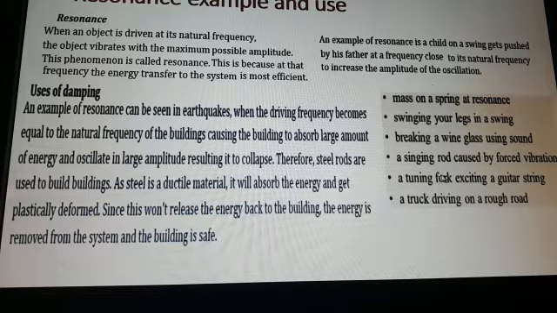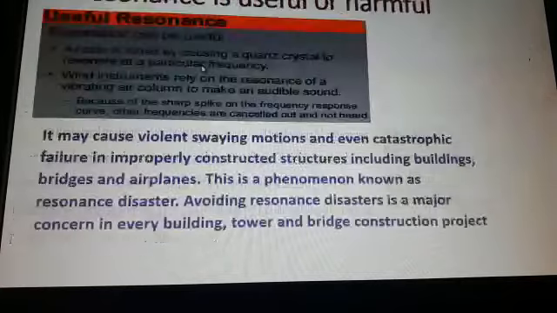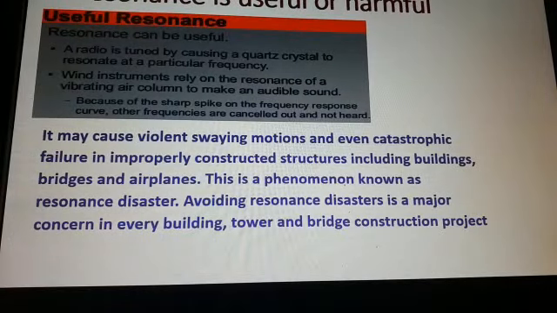I think you understand resonance. When an object is driven at its natural frequency, the object vibrates with maximum possible amplitude. That phenomenon is called resonance. Now, is resonance useful or harmful? Resonance can be useful when a radio is tuned by causing the quartz crystal to resonate at a particular frequency. Wind instruments rely on the resonance of a vibrating air column to make an audible sound. Because of the sharp peak on the frequency response curve, other frequencies are cancelled out and not heard.